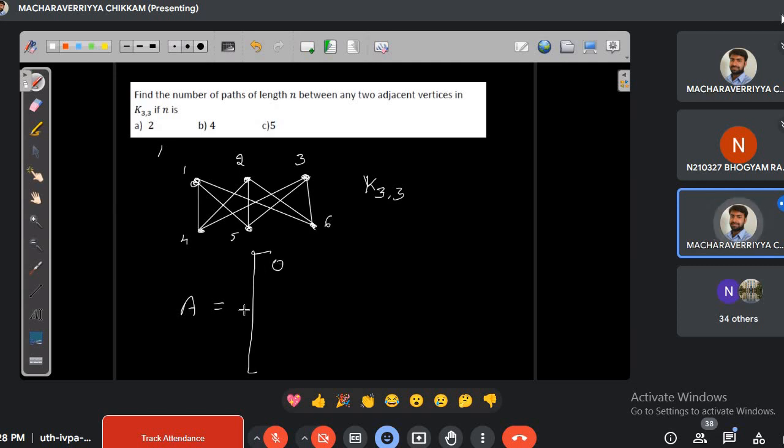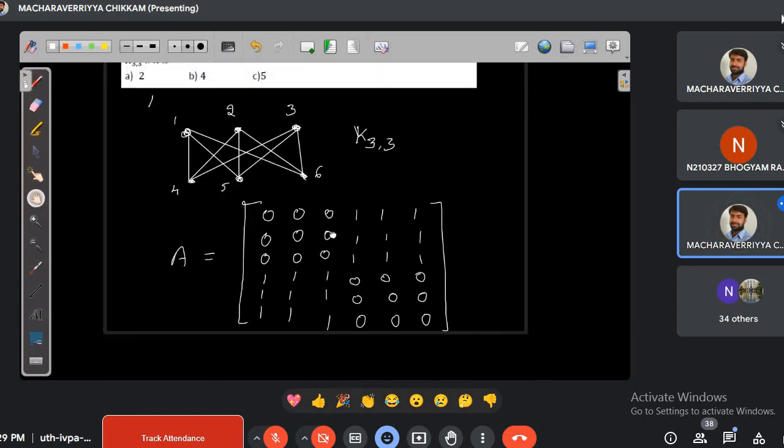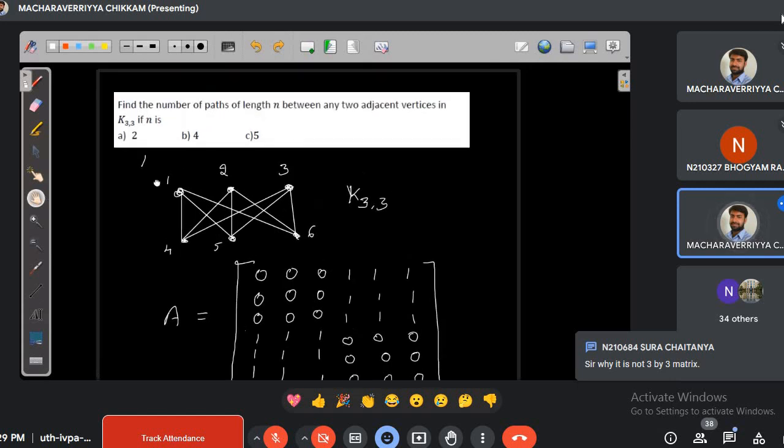So we'll get 0 here. So 1 is connected to 4, 5, 6. And 2 is connected to 4, 5, 6. And similarly 3 is connected to them. We haven't seen the matrix of a complete bipartite graph, right? So yeah, it looks beautiful. It's like there are four blocks in this matrix: a 0 matrix, a 0 matrix, and 1 matrices. Anyway, so now what is the question?